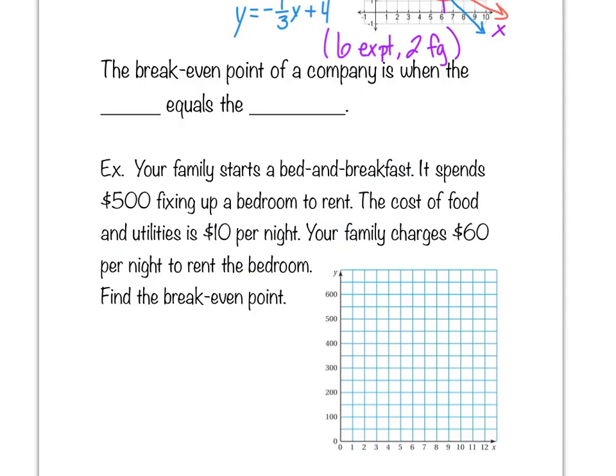All right, so one type of problem you're going to see on your homework tonight is going to be these break-even problems. So the break-even point of a company is when the cost equals the revenue. So there's some vocab for us. So cost is all the money it costs to have a company. The electric bill, paying your employees, the cost of buying your products before you sell them. Those are all the costs.